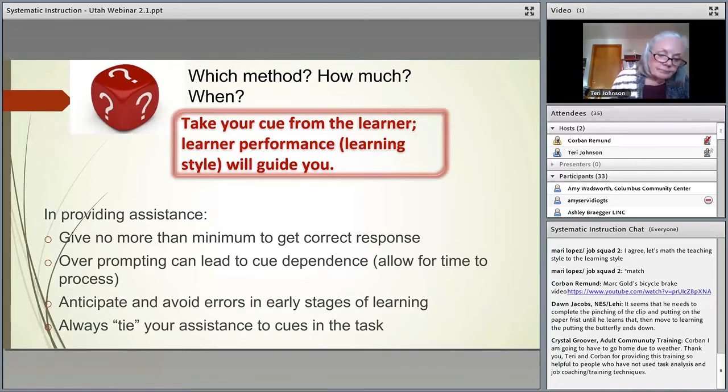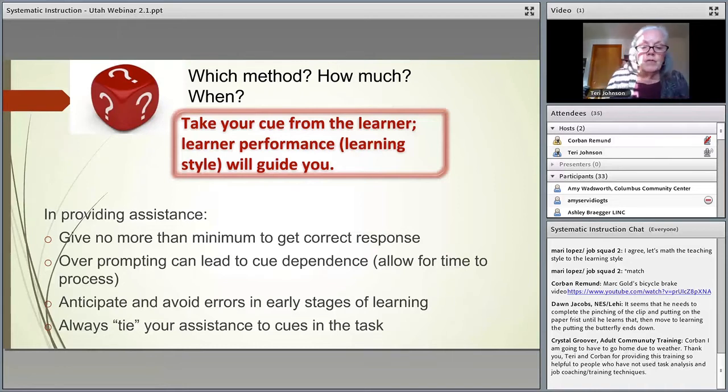Over prompting, I mentioned several times before, will lead to cue dependence for many people. You need to allow people time to process. You anticipate and avoid errors in the early stages of learning so that what you're wanting the learner to get is understanding the consistent, predictable pattern, and not having a lot of errors in there that have to be undone or backed up creates confusion.